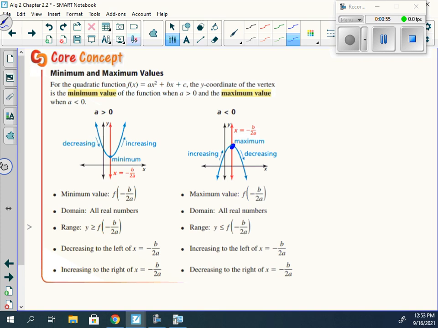We also talked about when a graph opens down, the vertex value, the y value of the vertex, is the maximum point, the largest point. The domain is all real numbers. The range is going to be y is less than or equal to whatever that y value is. And this is where we started.